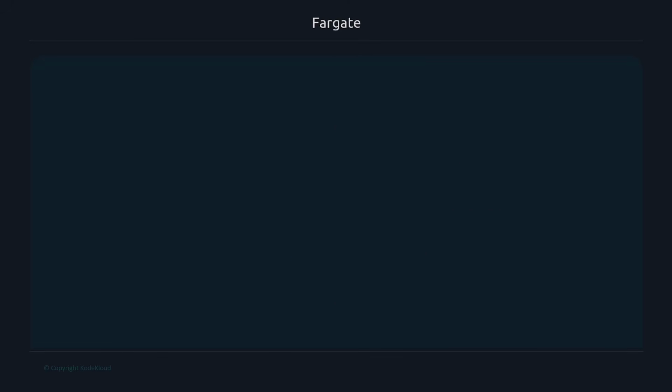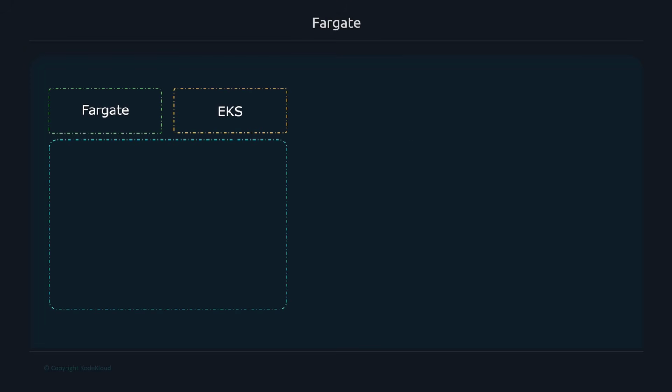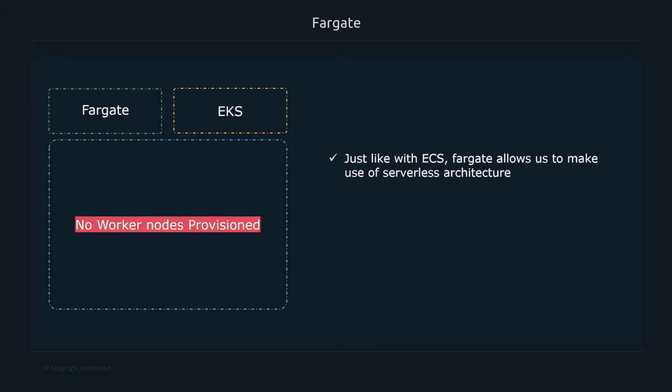Now, the final way of handling worker nodes is by using Fargate. Just like with ECS, Fargate allows us to make use of a serverless architecture. So there's no worker nodes provisioned by default. When you create your cluster and you're using Fargate, there's no worker nodes until you actually deploy your application. So you don't have to create any worker nodes. You don't have to create any EC2 instances.